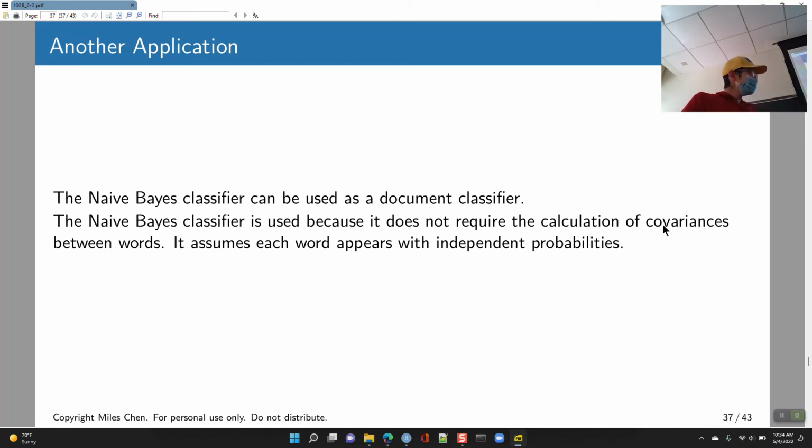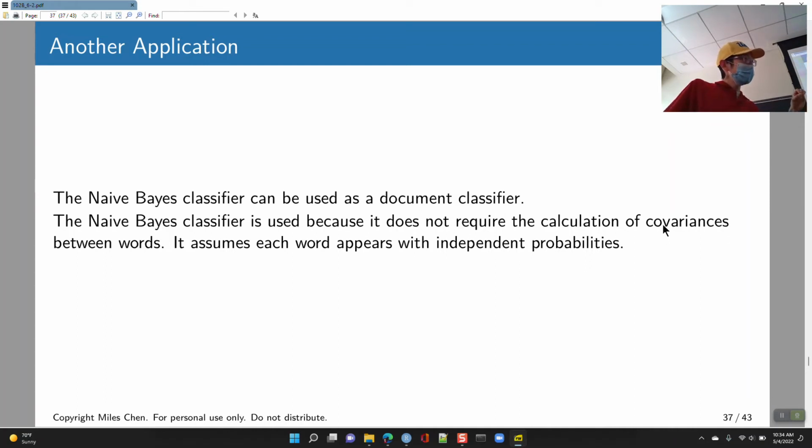All right, and so here's, I don't know if this is a fun application, a little bit of an application of using the naive Bayes classifier: you can use it as a document classifier. Okay, and I'm going to run through a very, very simple, silly example. Like every example in this class is simple and silly. But we're going to use the naive Bayes classifier as a document classifier.